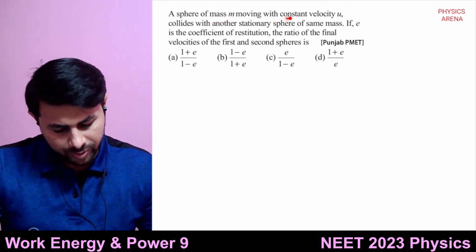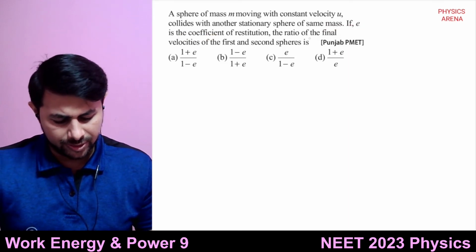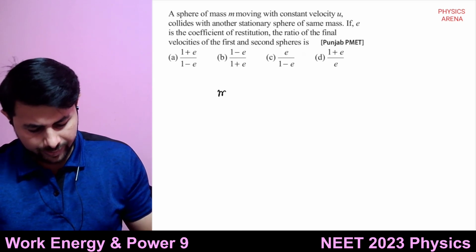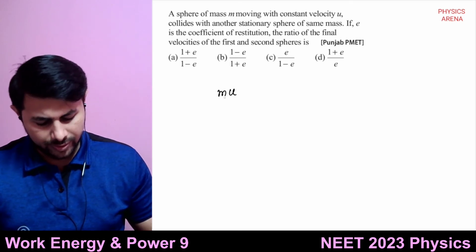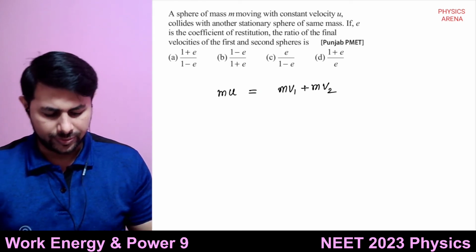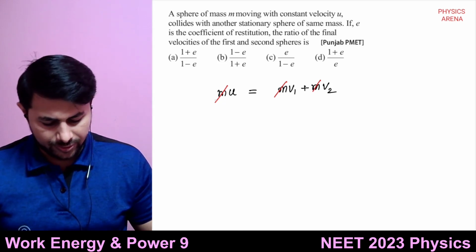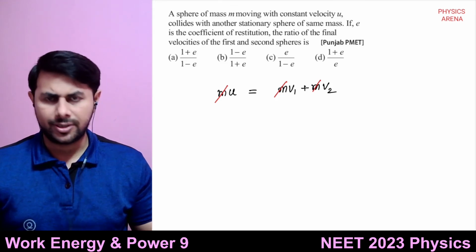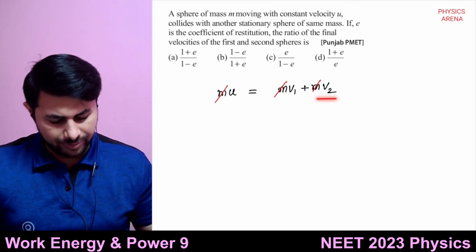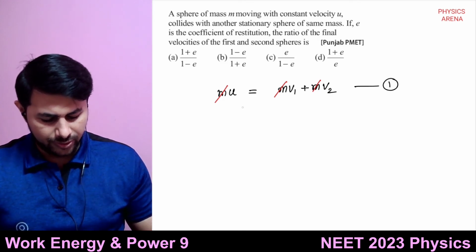A sphere of mass m moving with velocity u collides with another stationary sphere of the same mass. Masses are the same. If E is the coefficient of restitution, the ratio of final velocities of the first and second spheres is. So there is a mass m, it collides with another stationary mass. Initial momentum is m times u, final momentum will be m times v1 plus m times v2, right? Second body was at rest, so the momentum of the first body before collision plus the momentum of the second body is 0. So m gets cancelled. So we get u equals v1 plus v2. Let's call this equation 1.